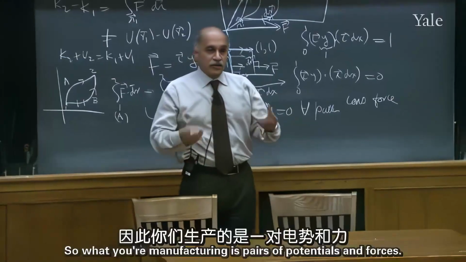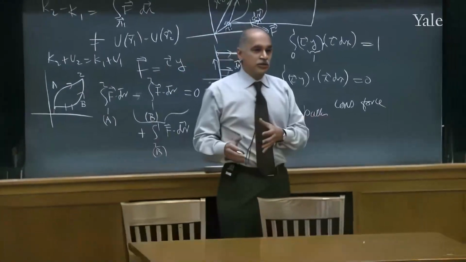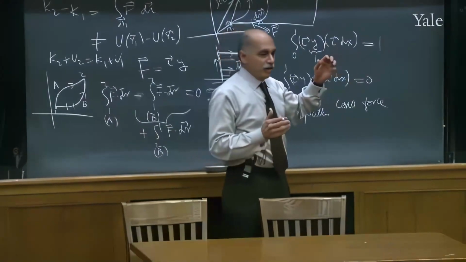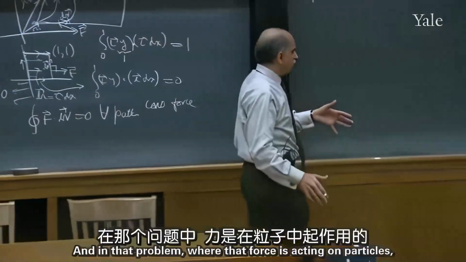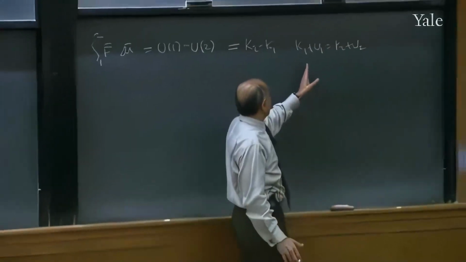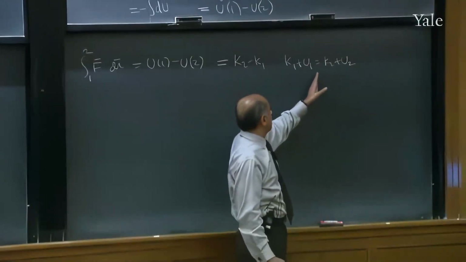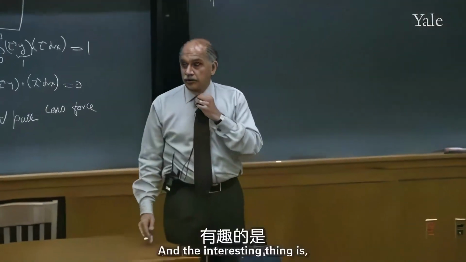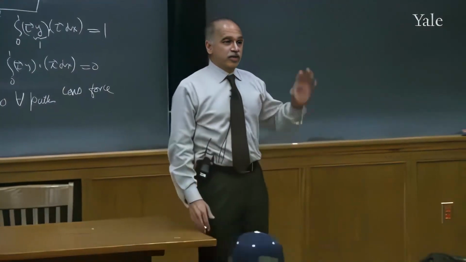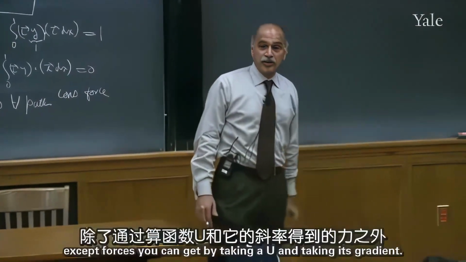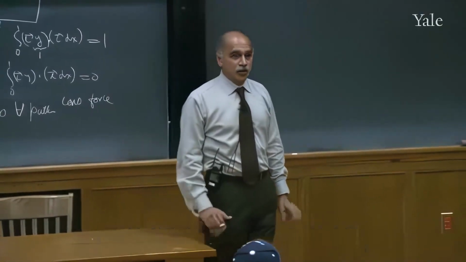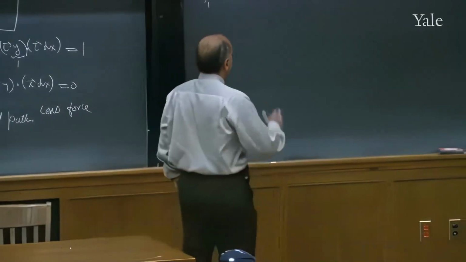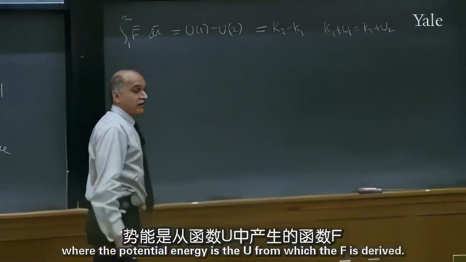So what you're manufacturing is pairs of potentials and forces. For every u that you dream up, there's a force, which is obtained by minus the gradient of u. And in that problem, where that force is acting on particles, the energy that is conserved will be the kinetic plus the function u at the starting point, equal to kinetic plus potential at the end point. And the interesting thing is there are no other conservative forces except forces that you can get by taking a u and taking its gradient. So all conservative forces fall under this category. And they all have a conserved quantity where the potential energy is the u from which f was derived.